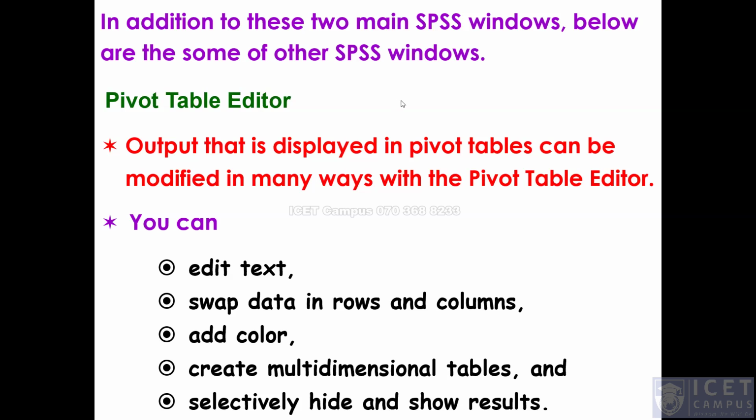Then we can see some more outputs here. Pivot table editor. Then we can edit text in that pivot table editor. We can edit text, swap data into rows and columns, add color, create multidimensional tables, selectively hide.